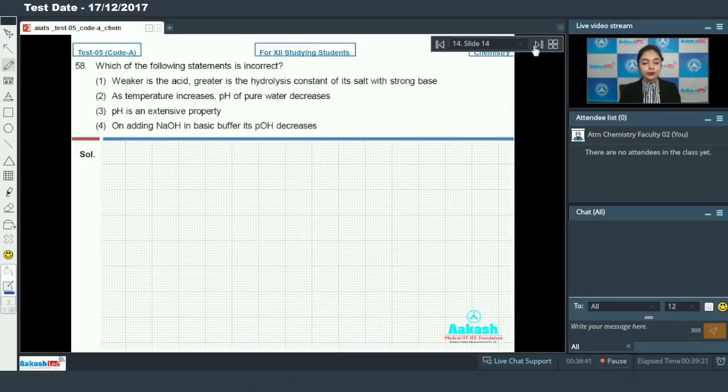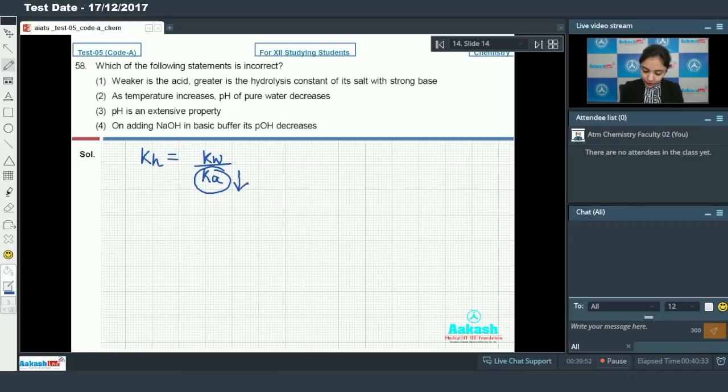Moving on to the next one, you have question number 58. It says that which of the following statements is incorrect. The first statement says that weaker is the acid, greater is the hydrolysis constant of its salt with strong base. Let's suppose you have a salt of a weak acid with a strong base. What is the expression of the hydrolysis constant? KH is equal to KW by KA, where KA is the dissociation constant of the weak acid. So the weaker the acid, the value of Ka will be very less.